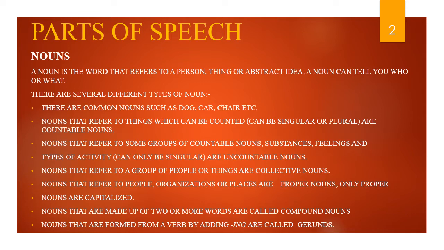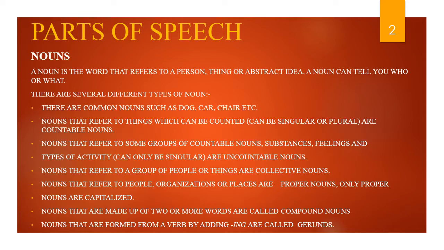What is a noun? A noun is a word that refers to a person, thing, idea, or state. For example, the name of any person, thing, place, idea, or state. Ali, Ahmed, and Alia are names of different persons, and table and chair are names of things, and liberty, democracy, or freedom are ideas. She is ill. Illness is a state. So the name of anything in this world is called a noun.